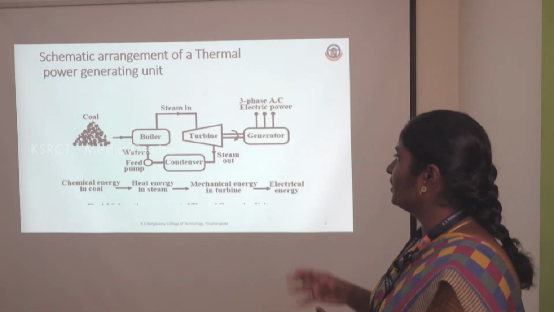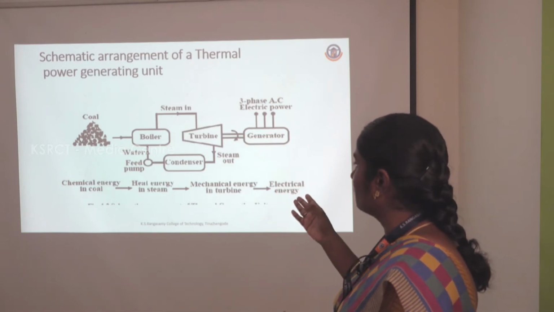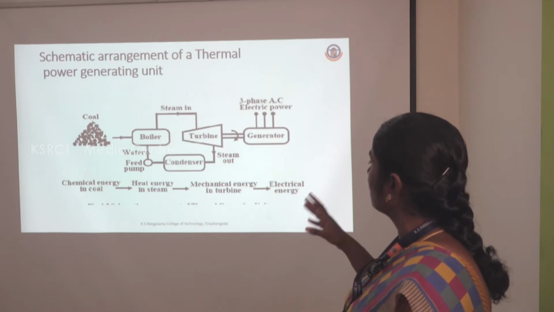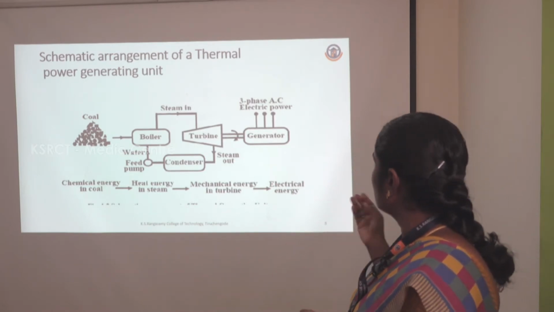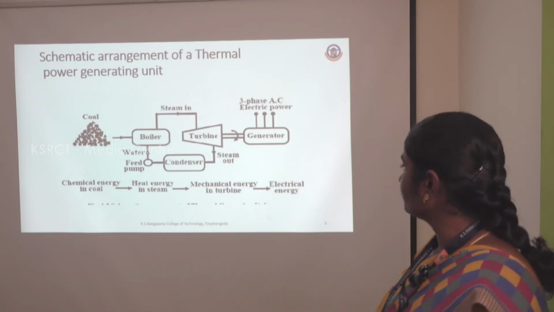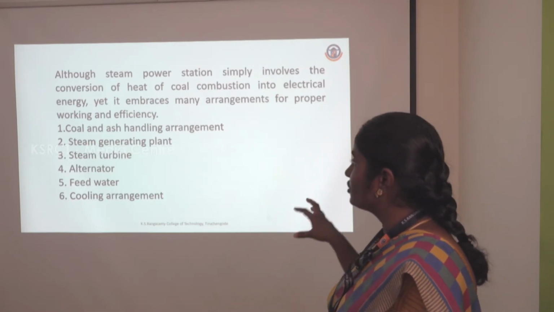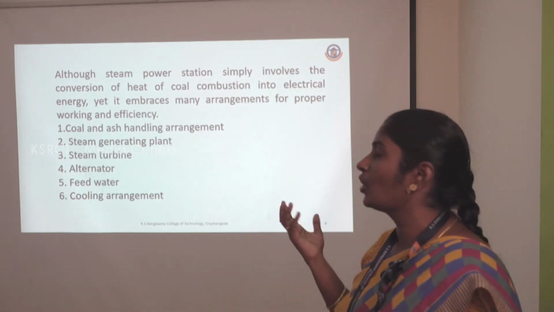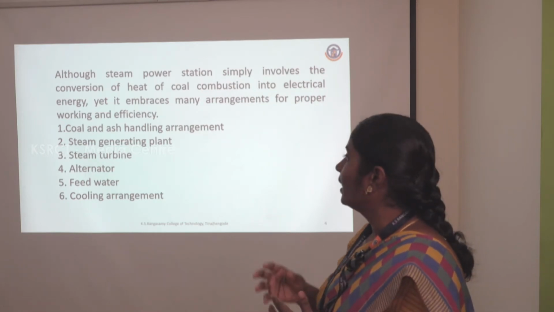The energy transformation in this power plant is that the chemical energy is converted into heat energy with the help of the boiler, the heat energy is converted into mechanical energy with the help of the steam turbine, and the mechanical energy is converted into electrical energy with the help of the alternator. These are all the various sections. By this proper arrangement only we can improve the efficiency of the power plant. If the arrangement is not proper, the efficiency of the power plant is not achieved at a good level.